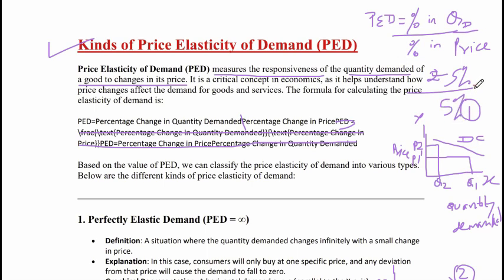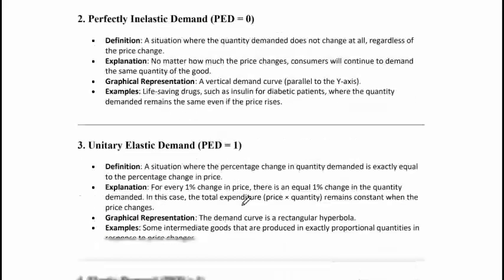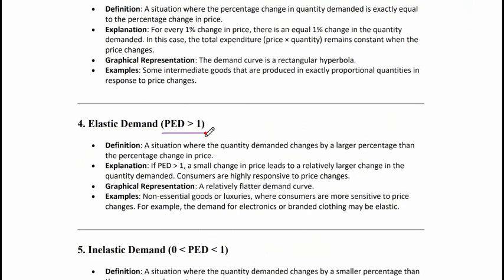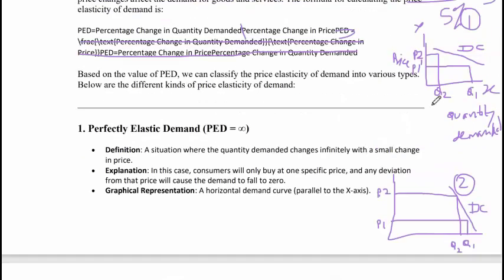So the net result is 5. So it says here that if the PED is greater than 1, it means the good or service has elastic demand. That is, it moves a lot. It is elastic.